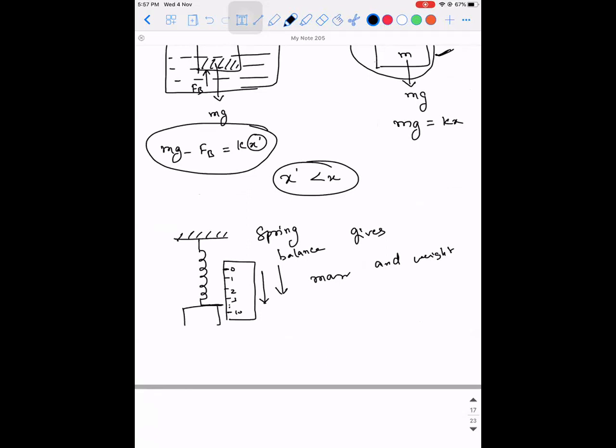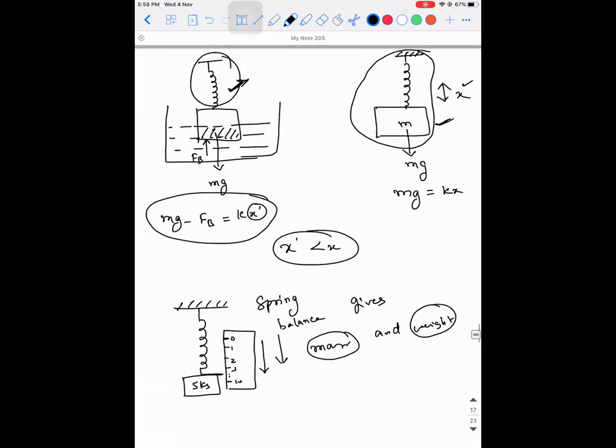Now let's say I'm suspending a block of mass 5 kilogram. Then I'm replacing it and suspending a block with a mass of 7 kilogram. In which case will the extension of the spring balance be more? 7, sir. So the spring balance gives the measurement of mass and weight, right? So more weight you suspend, more extension will take place in the spring, and more will be the mass value it is measuring.